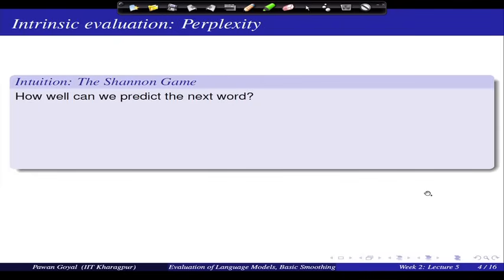For that, we have the notion of perplexity. This is how we evaluate a language model for intrinsic evaluation. The intuition comes from the Shannon game, if you have heard about this name. What is that game? How well can you predict the next word given a certain context? Let us see some examples.